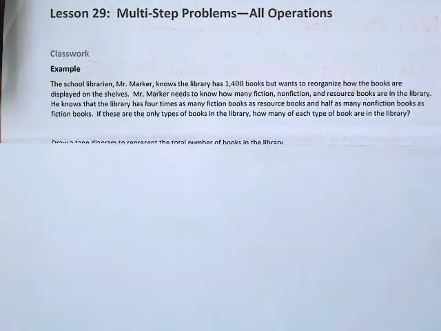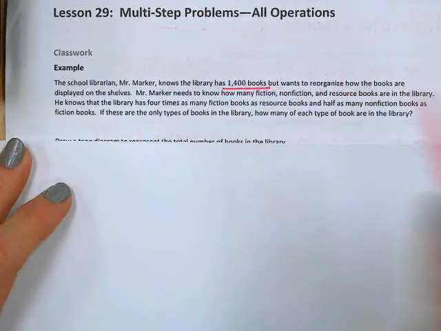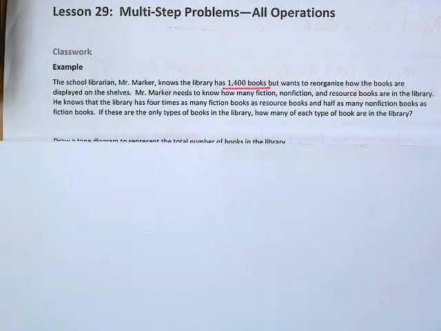The school librarian, Mr. Marker, knows the library has 1,400 books. I'm going to go ahead and underline that because I know that's going to be important. But wants to reorganize how the books are displayed on the shelves. Mr. Marker needs to know how many fiction, nonfiction, and resource books are in the library. He knows that the library has 4 times as many fiction books as resource books and half as many nonfiction books as fiction books. If these are the only types of books in the library, how many of each type of book are in the library?